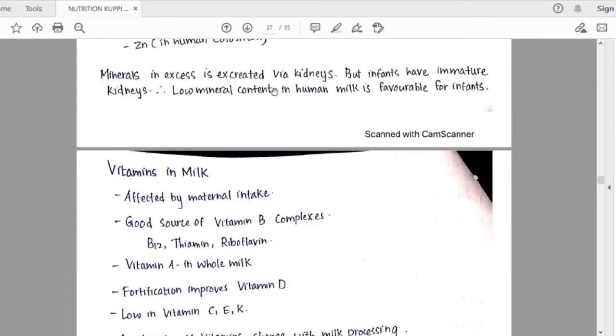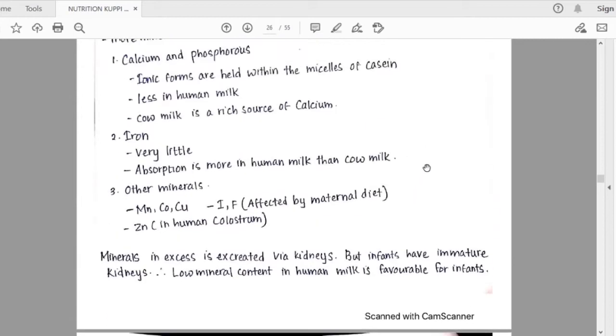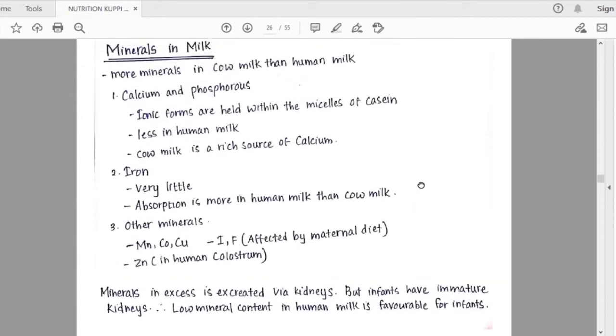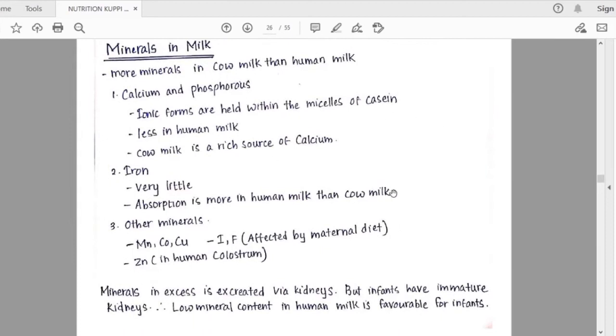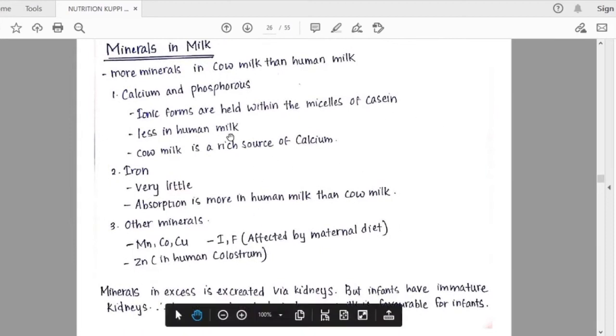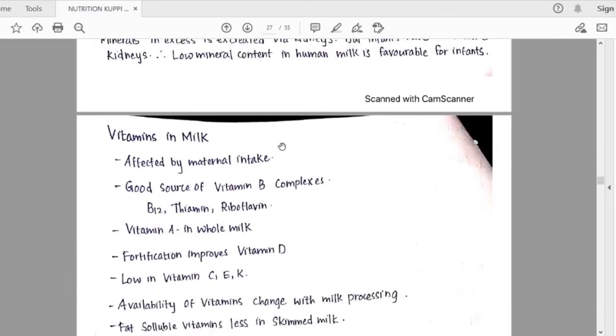Minerals in excess are excreted via the kidneys, but infants have immature kidneys. Low mineral content in human milk is favorable for infants. So cow's milk has plenty of minerals, while human milk has fewer minerals, and there is a reason for that. Human milk has fewer minerals because infants' kidneys are underdeveloped, so they cannot filter those minerals. That is why human milk has fewer minerals.